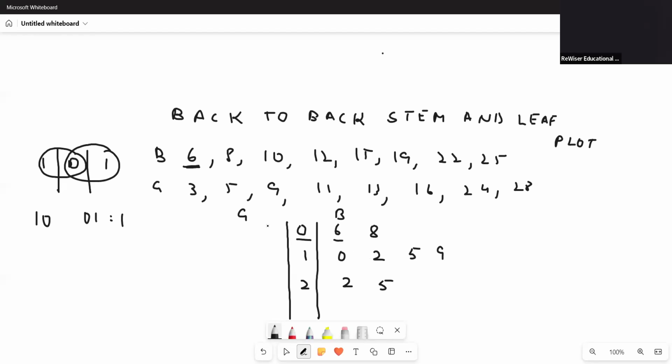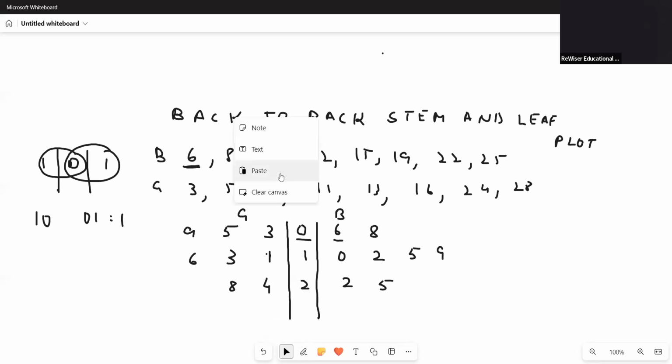Now for the girls, if I have to write 3, I have to make a key that 30 is 3 here. So 50 will be 5 here, 90 will be 9 here. So 1, that's 1. And that's 3 here, so 3, 1 gives us 13. It's just like the reciprocal, the mirror image. So we can say 6, 1 gives us 16. And that's 2, 4, and that's 2, 8. So this type of diagrammatic representation is known as a back-to-back stem and leaf plot.